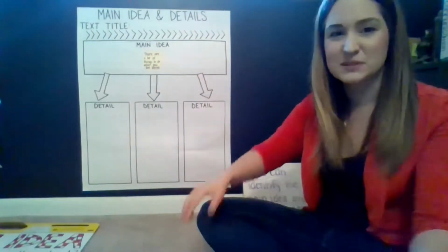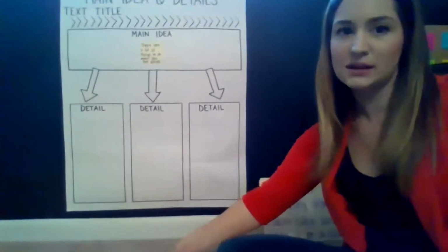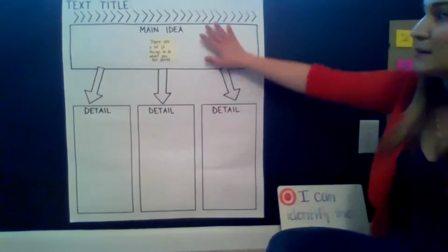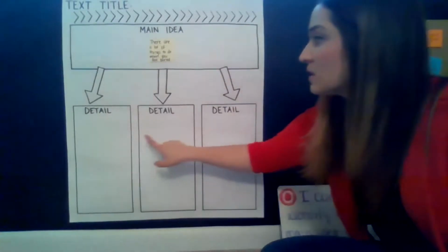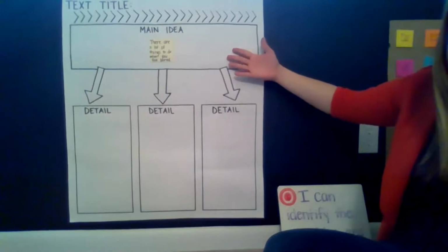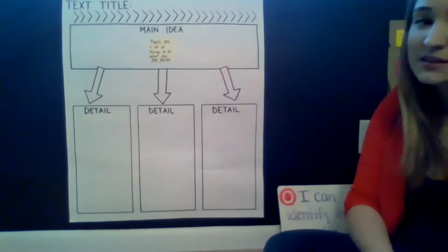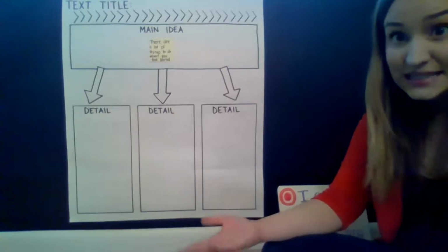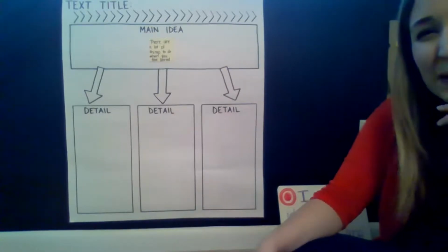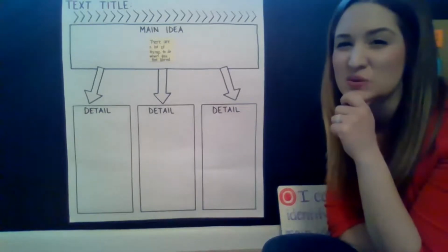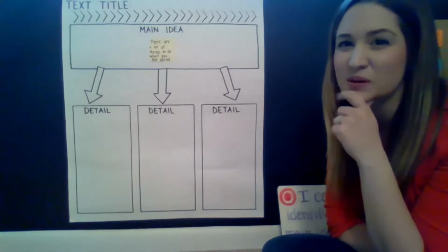So this chart helps me to organize my thoughts, and I'll move it in a little bit closer so you can see it really well. So I can put my main idea, and then my details are all the things that told me more information about my main idea. So if my main idea is there's lots of things to do when I'm feeling bored, my details are the things that I can do. So do you remember any of those things? Go ahead and think. What can I do when I'm bored? What did the book say?